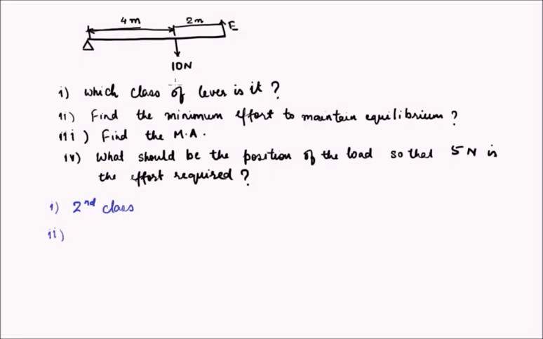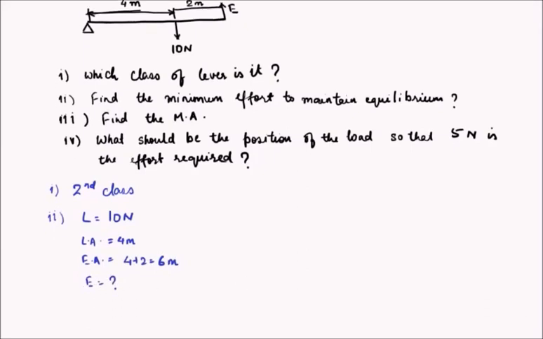What all do we have in the question given to us? We have the load, and that is 10 Newton. We have the load arm, that is the distance between the load and the fulcrum, as 4 meter. We have the effort arm, the distance between the effort and the fulcrum, as 4 plus 2, that is 6 meter. We need to find the effort.